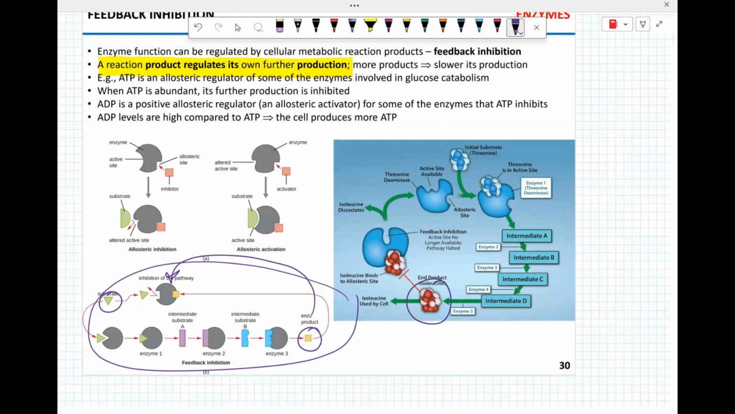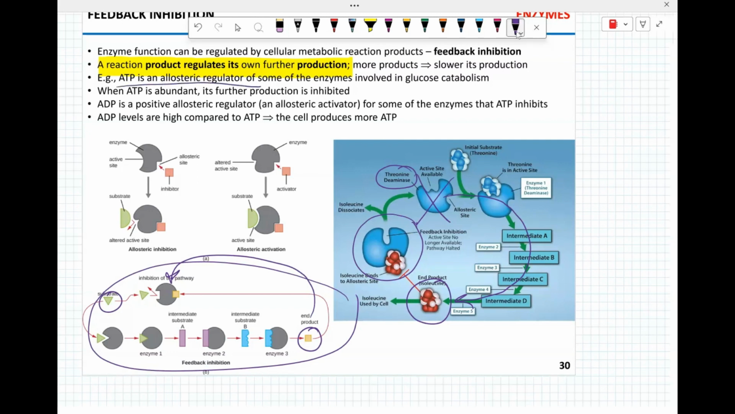When isoleucine binds to an allosteric site of the enzyme called threonine deaminase, the enzyme stops being active and cannot initiate the process resulting in the formation of that same isoleucine.